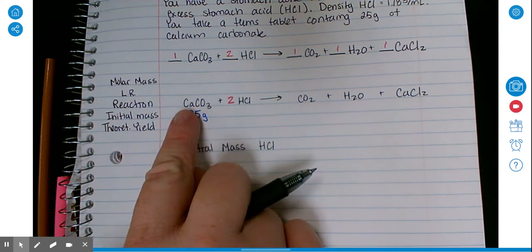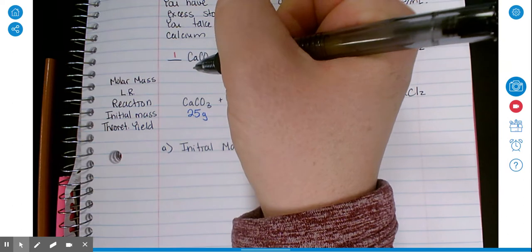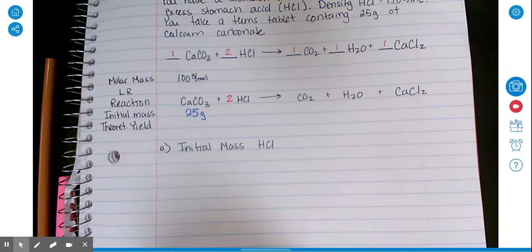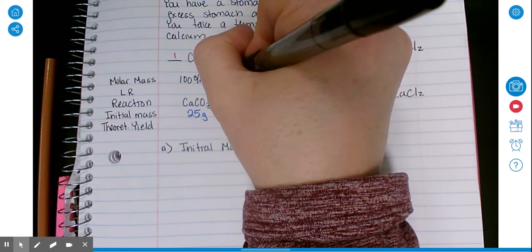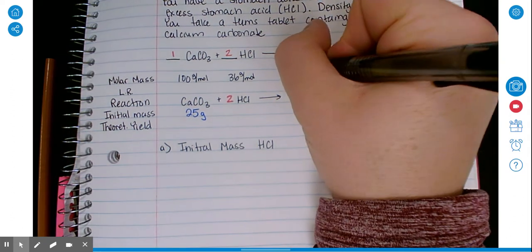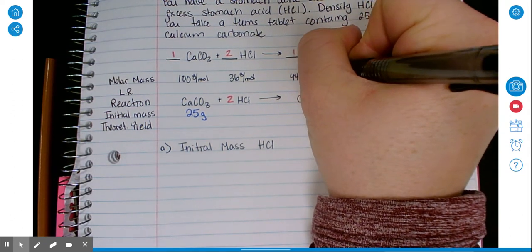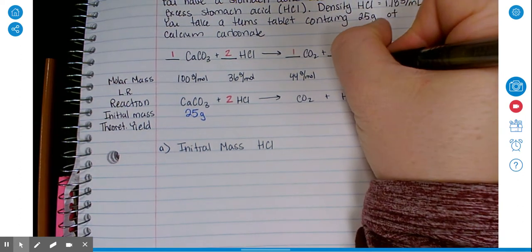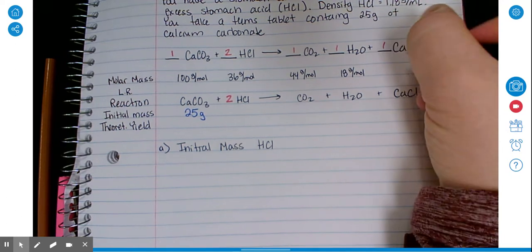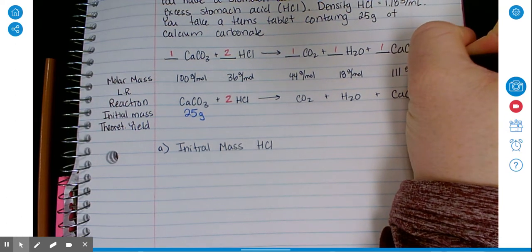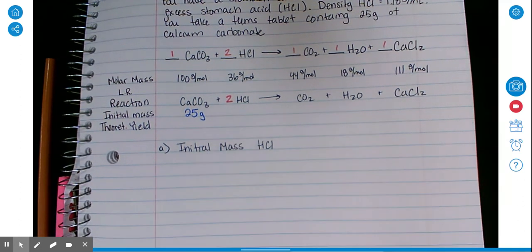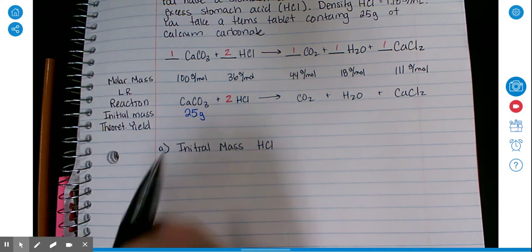For calcium carbonate, molar mass of CaCO3, 100 grams per mole. Molar mass of HCl, 36 grams per mole. CO2, that one's 44 grams per mole. Water, 18 grams per mole. And then calcium chloride, 111 grams per mole. So initial mass of HCl, again, I'm looking to calculate this value here.